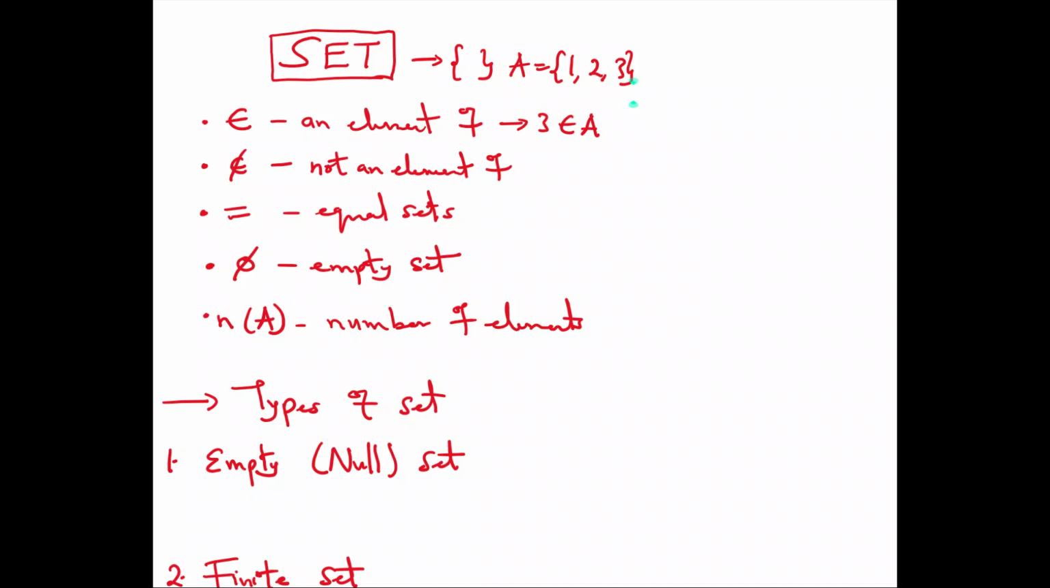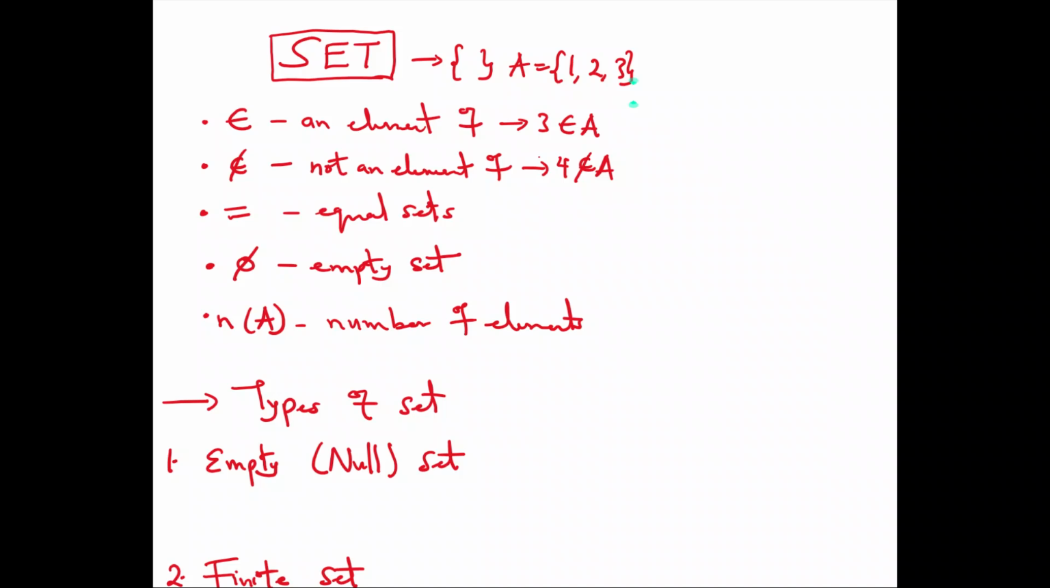Now the symbol ∈ with a slash crossing it means "is not an element of". For example, if we are given a number like 4, we can say that 4 is not an element of A.